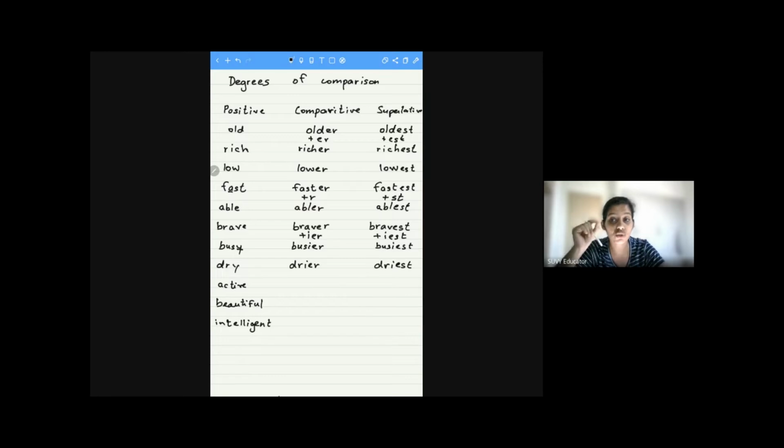So what do you do? It's totally different. You don't add an ER and EST. Please be very sure about this. Okay? You don't add an ER and EST. What you do is you add more and most before the word. So it becomes more active and most active.